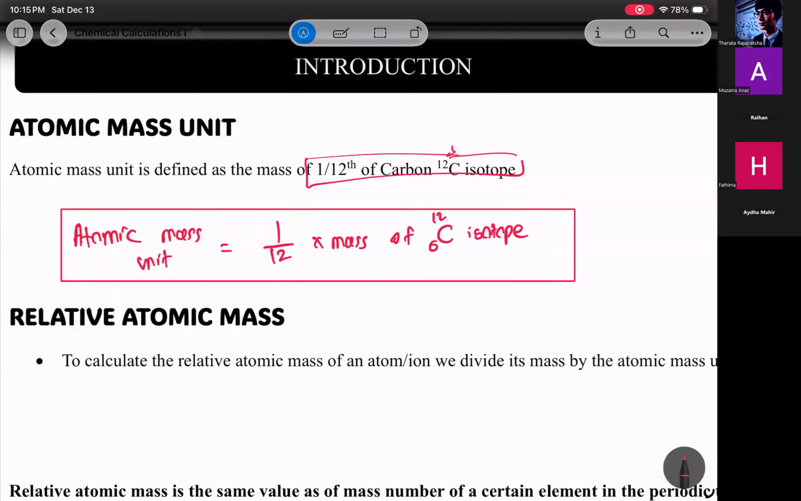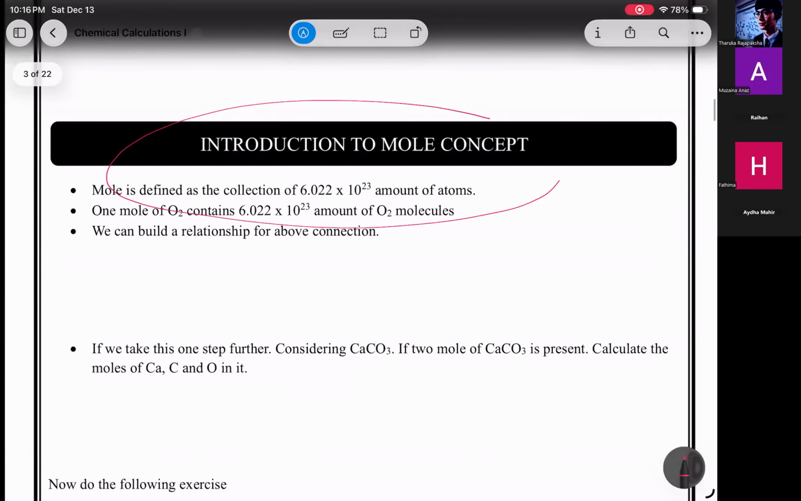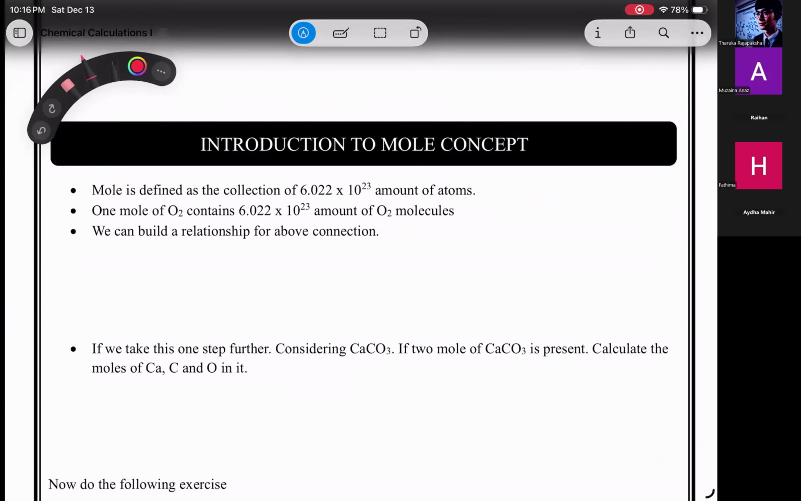Okay. That's the first part. Atomic mass unit. Now you might think these are not much important. Yes, you are correct. Mole, relative atomic mass, relative molecular mass, relative formula mass, I'm just giving you the basic idea of it. And then this introduction to mole concept is the important part which you're going to look at. Let's go through these parts.